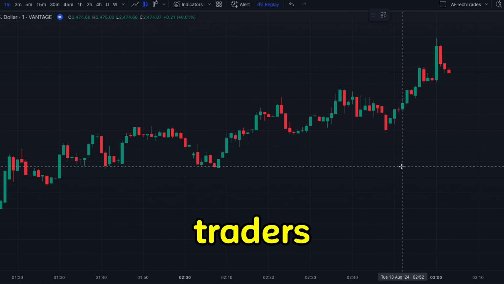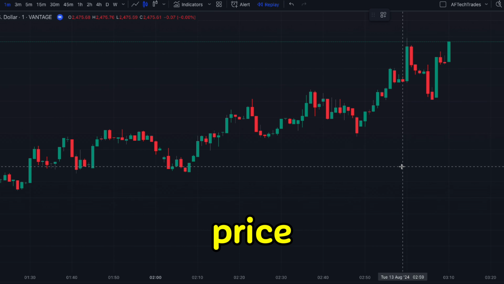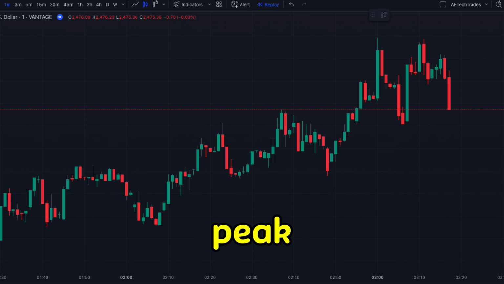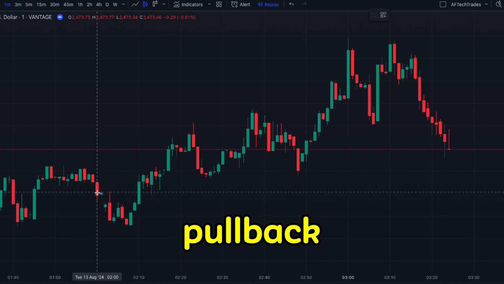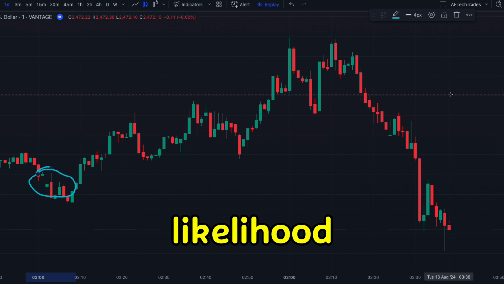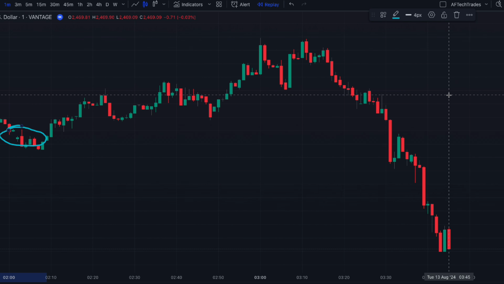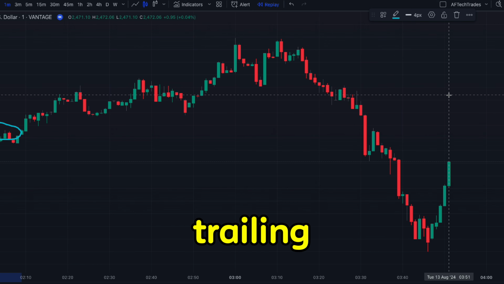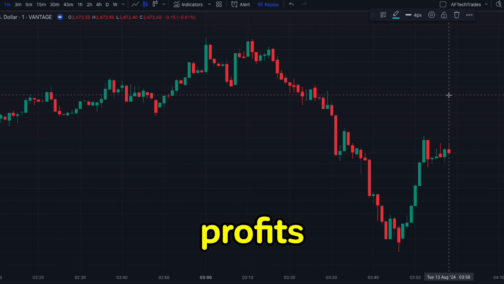This approach allows traders to enter at a more favorable price, reducing the risk of entering at the peak of the gap. A pullback towards the gap can provide a better risk-to-reward ratio and increase the likelihood of a successful trade. Another approach is to use trailing stop-loss orders to protect profits.